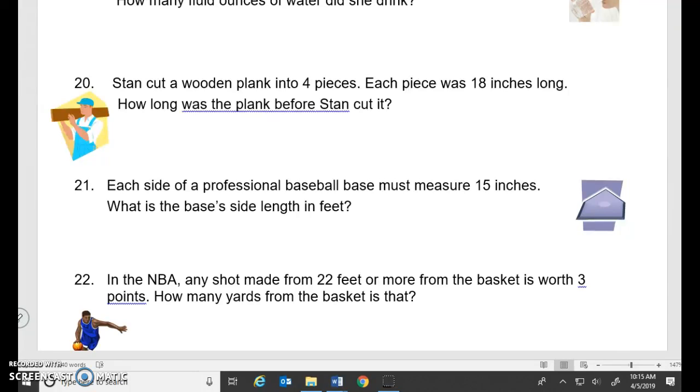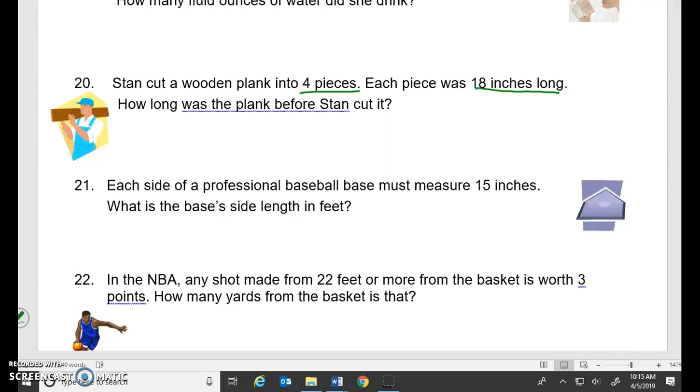Okay, so on the story problems, I'm going to do 3 of them. We're going to start with 20. Stan cut a wooden plank into 4 pieces. So I'm going to underline that. Each piece was 18 inches long. How long was the plank before Stan cut it? Any ideas on how I would solve this? I have 4 pieces. And they're each 18 inches long. How long? What do you think?